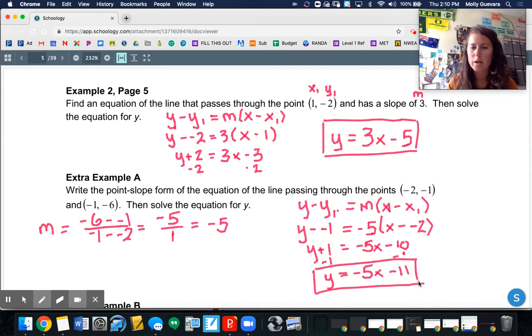So you have one more extra example here. So I want you to go ahead and try it. Notice that you're given the points. They're just on a graph. It's no big deal. It's going to be the exact same thing. So go ahead and hit pause on the video. Try the extra example B, and then we'll see you back here in a second.